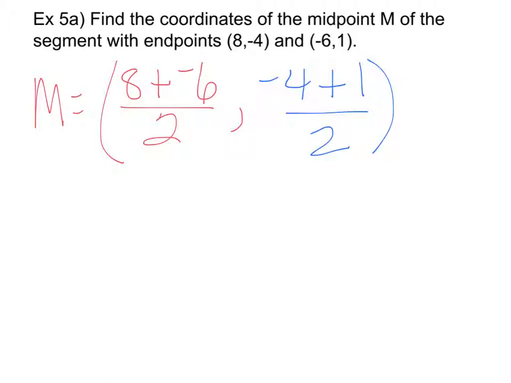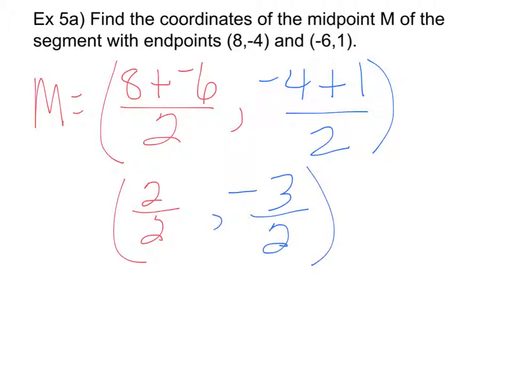Cool. Let's keep working. So 8 minus 6 is 2 over 2 for the x value. -4 plus 1 is -3 over 2 for the y value. Then you can just simplify those. Now 2 divided by 2 works out to be a 1. But the -3 halves, you can write -1 1/2.